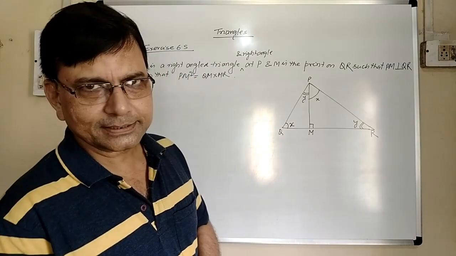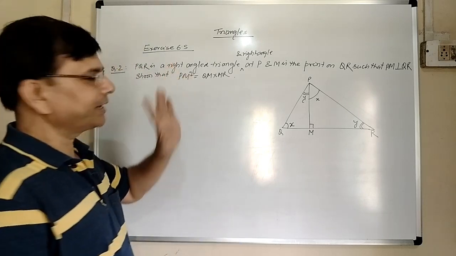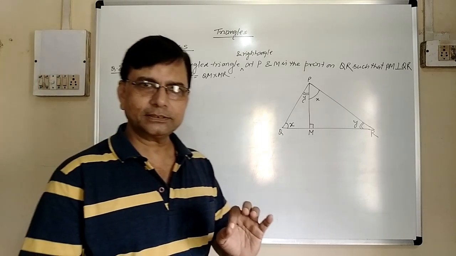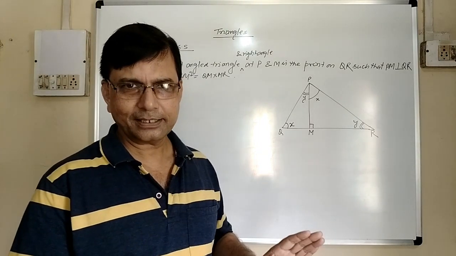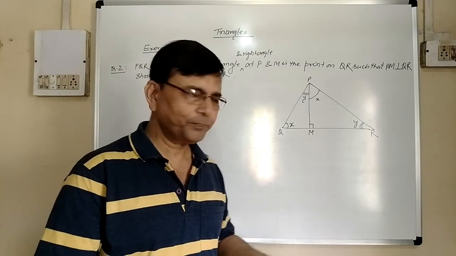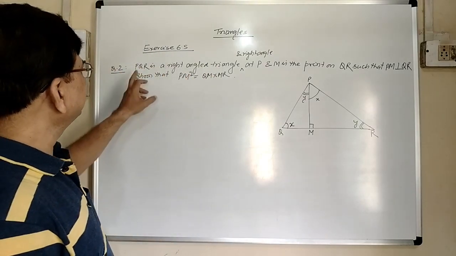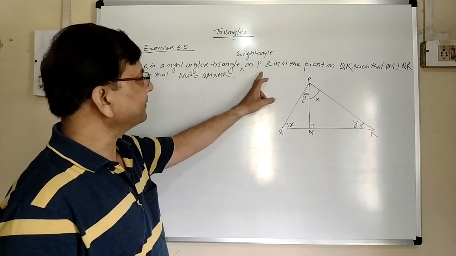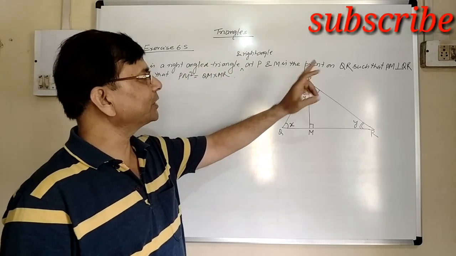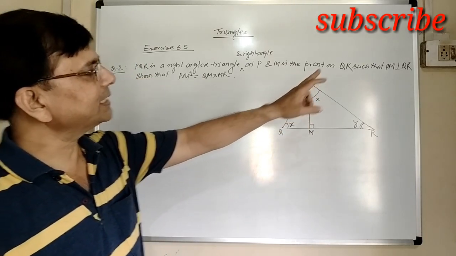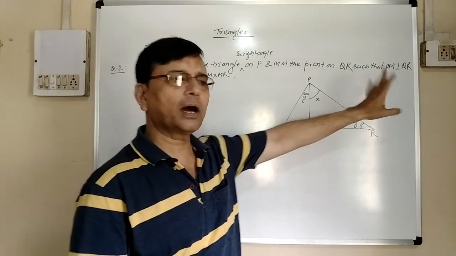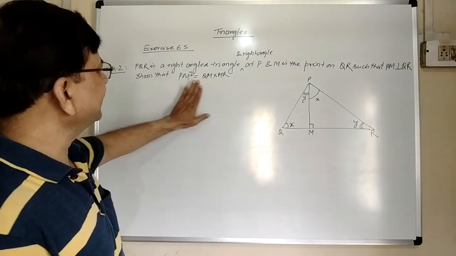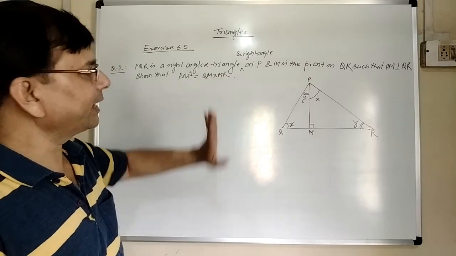Now we will start exercise number 6.5. First question, it is very easy, that you can check on your own. Second question I will take up: PQR is a right angle triangle, right angle at P, and M is the midpoint on QR such that PM is perpendicular to QR. So that PM square is equal to QM into MR.